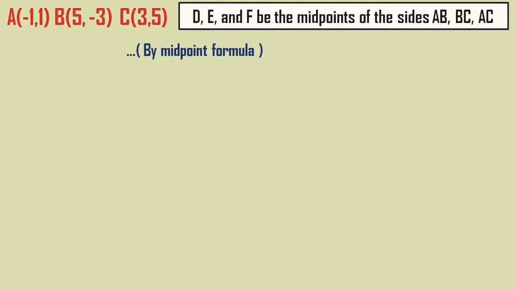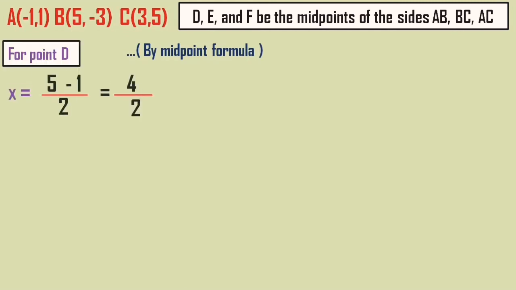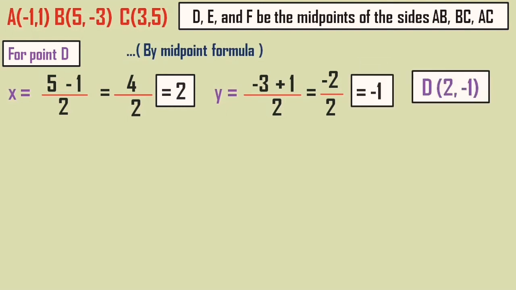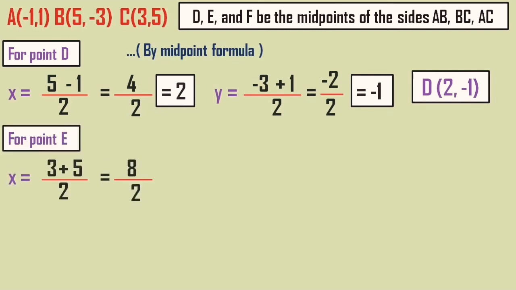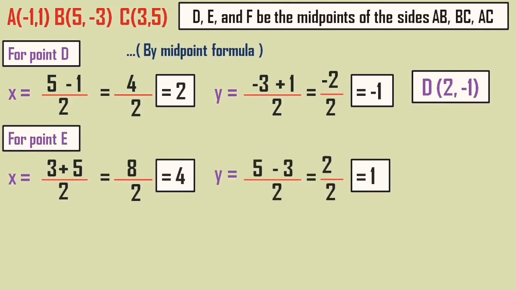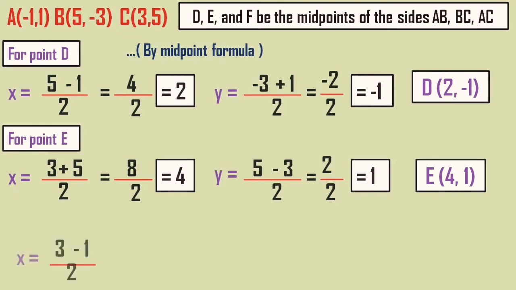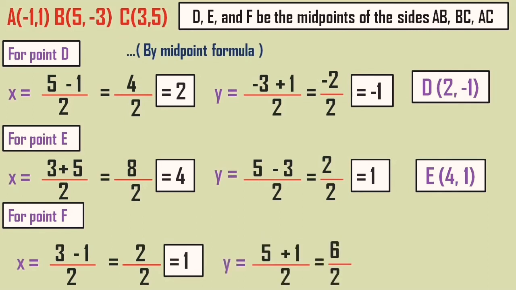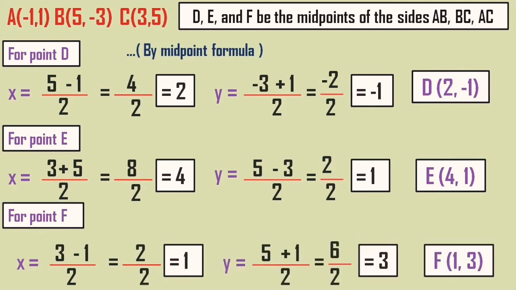For D, I am going to utilize the coordinates given for points A and B. For E, I will use the coordinates of B and C. Keep it in mind. The moment you substitute the values of coordinates from A and B, you get x equals 2 and y equals -1 for point D. In short, we have D equals (2, -1). The moment you substitute the values for point E from the coordinates of B and C, we get the answer (4, 1). Now similarly find the values for point F, and my answer comes F equals (1, 3).